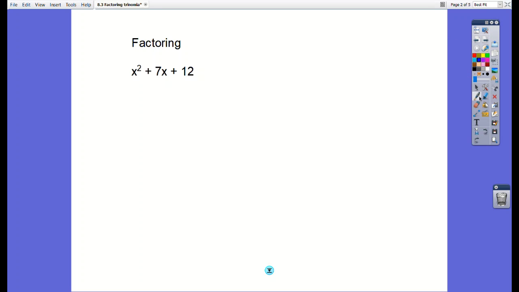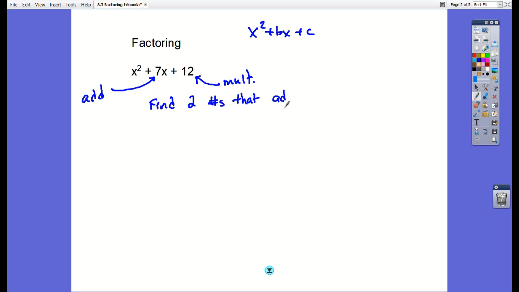So when we're factoring trinomials, as we just said, all we need to do is be able to find two numbers that add to the middle here, and those same two numbers that multiply here. So given that we are looking at x squared plus bx plus c, how we can say this is we simply want to find two numbers that add to b and the same two numbers that multiply to c.